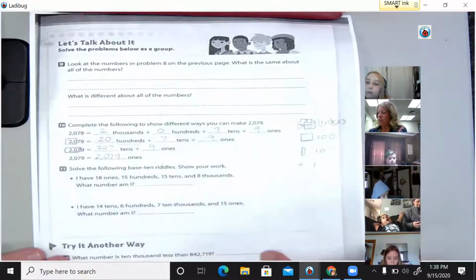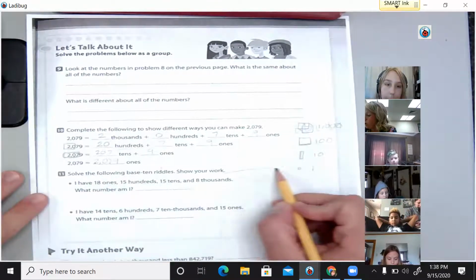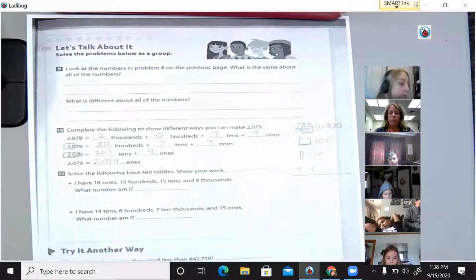Okay, now we get to the fun part, the riddles. So you're going to solve these riddles, and if you need to show your work, you can do it on the paper you have in front of you, or if you have scratch paper. So I have 18 ones, 15 hundreds, 15 tens, and 8,000s. What number am I?